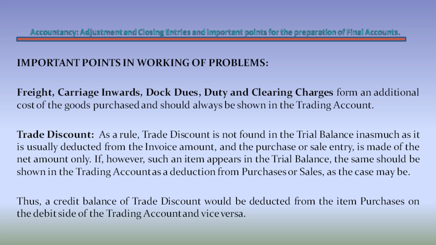Trade discount. As a rule, trade discount is not found in the trial balance inasmuch as it is usually deducted from the invoice amount, and the purchases or sales entry is made of the net amount only. If, however, such an item appears in the trial balance, the same should be shown in the trading account as a deduction from purchases or sales as the case may be. Thus, the credit balance of trade discount would be deducted from the item purchases on the debit side of the trading account and vice versa.